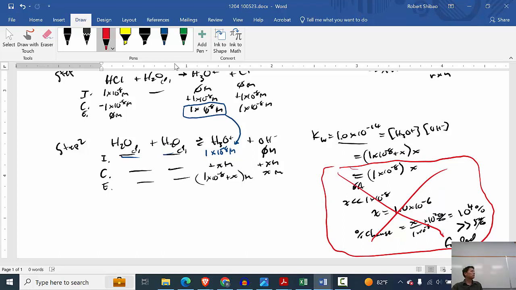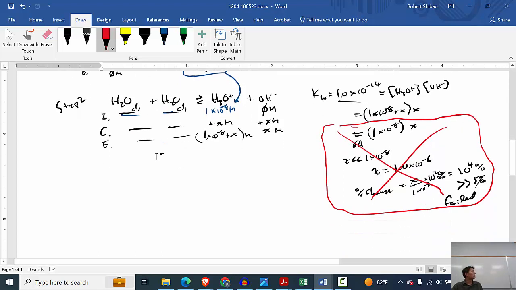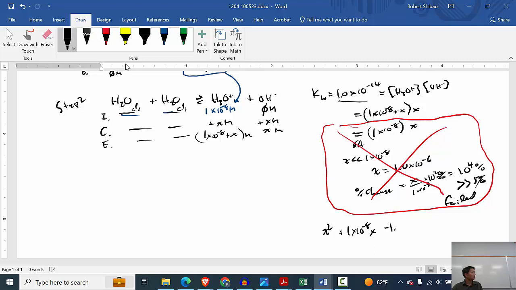So what that means is we have to use the quadratic, but this is a pretty simple one for the quadratic. This is just going to be x squared plus 1 times 10 to the minus 8 x minus 1.0 times 10 to the minus 14 is equal to 0.